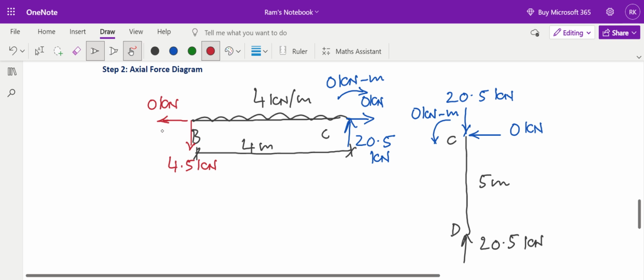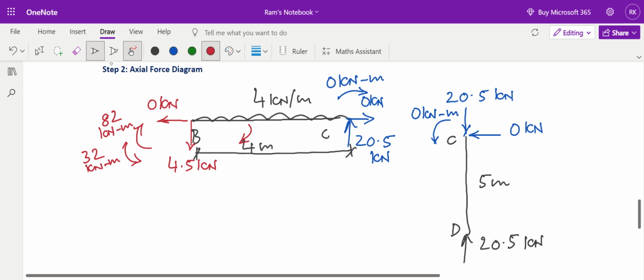Now what is the acting moment at B? Acting moment at B is 20.5 into 4, that is 82 kilonewton meter, acting in anti-clockwise direction. To balance it, there must be a balancing moment of 82 kilonewton meter acting in clockwise direction. At the same time, 4 into 4 into 2, 4 into 4 is 16, 16 into 2 is 32. 32 kilonewton meter is also acting in a clockwise direction. So to balance it, there must be 32 kilonewton meter acting in anti-clockwise direction.